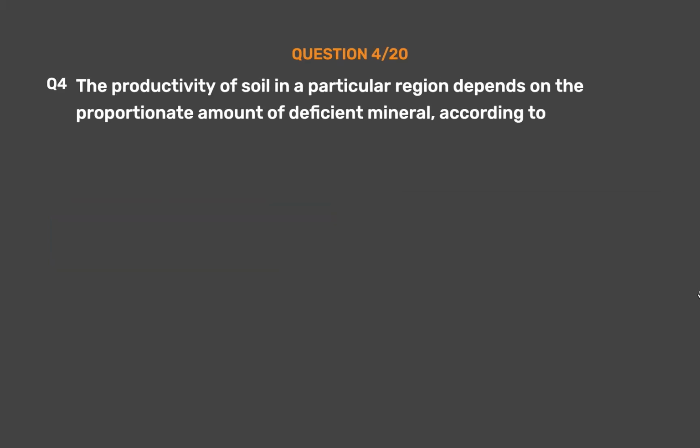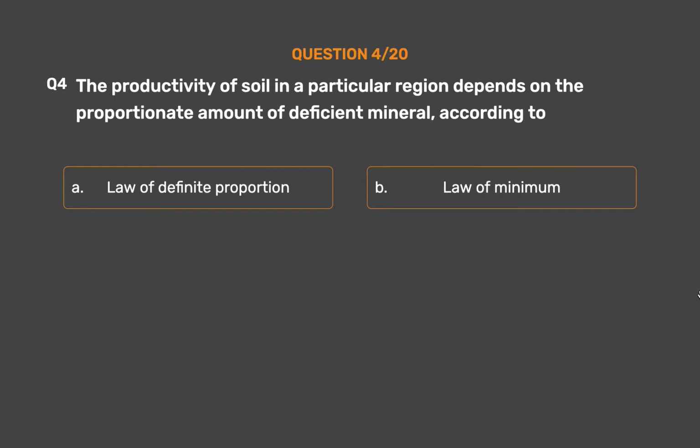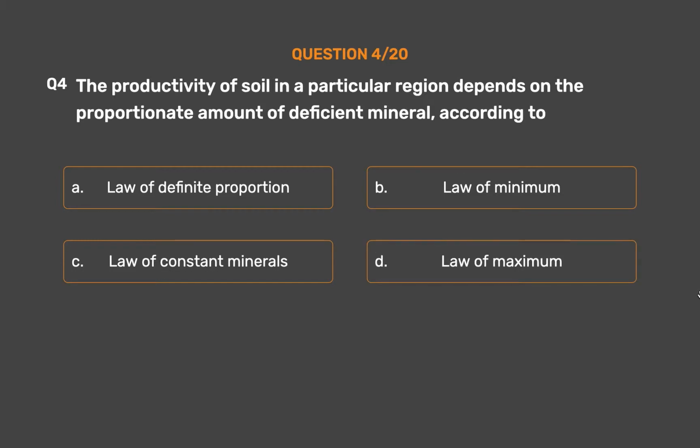Question number 4. The productivity of soil in a particular region depends on the proportionate amount of deficient mineral, according to option A. Law of definite proportion. Option B. Law of minimum. Option C. Law of constant minerals. Option D. Law of maximum.